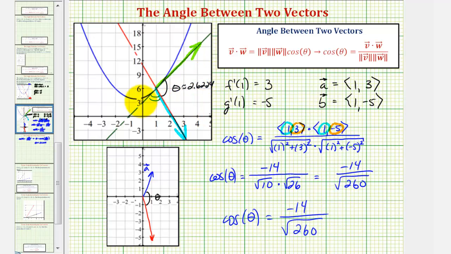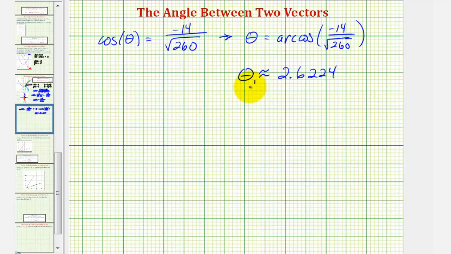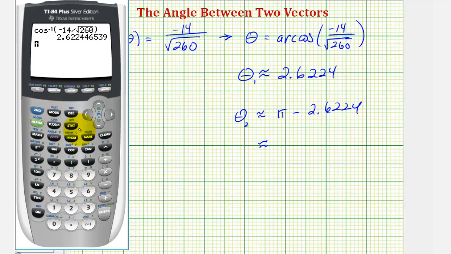So if we wanted to find the acute angle of intersection here, we'd have to take pi radians and subtract theta. Let's also find that angle as well. So let's call this theta sub 1. We'll say theta sub 2 would be approximately pi radians minus 2.6224. Let's go back to the calculator one more time. So we have pi radians minus 2.6224, which would be approximately 0.5192 radians.